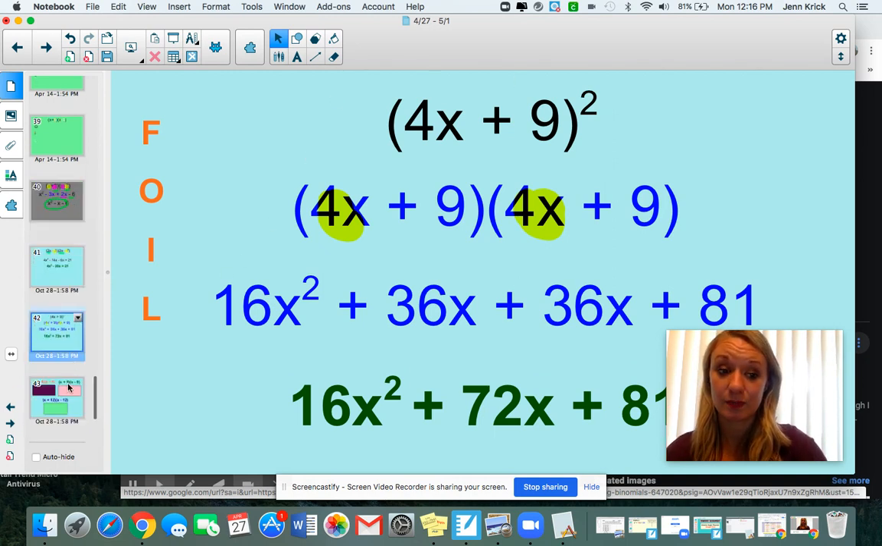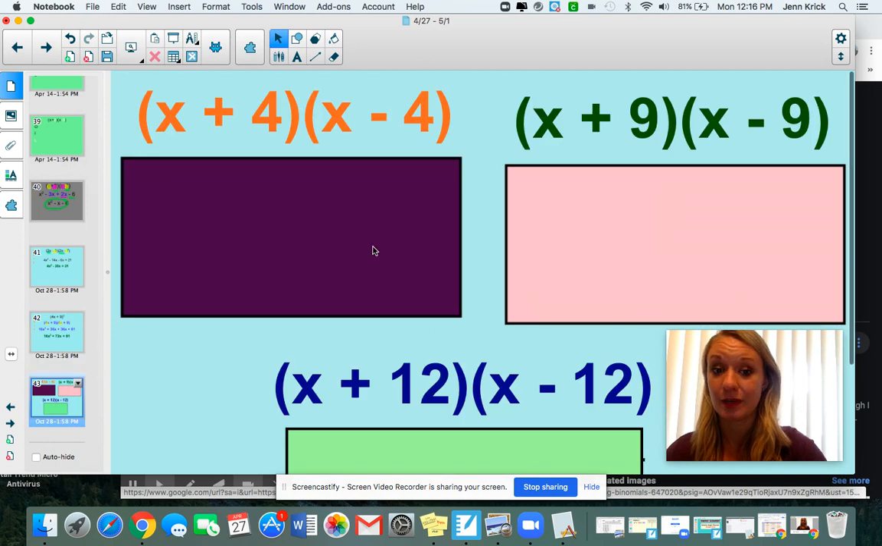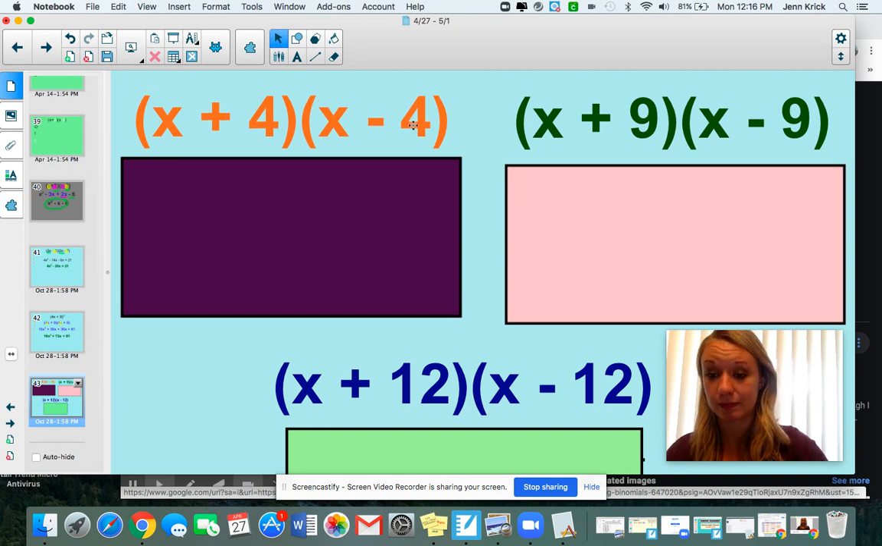This is another special case here. I'm going to show it to you twice, and then I bet that you can see the pattern. If I have x plus 4 times x minus 4, and I FOILed it out, and you can even pause your video and try this before I show you. It'll be more meaningful that way.